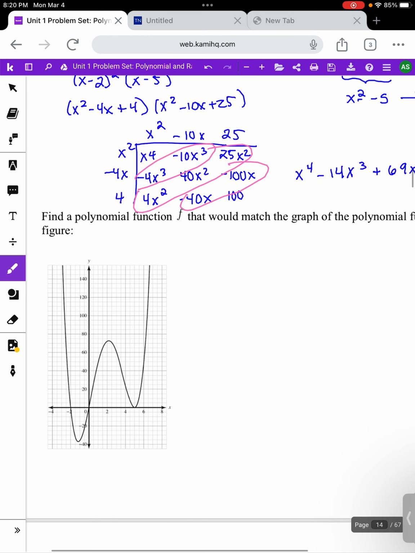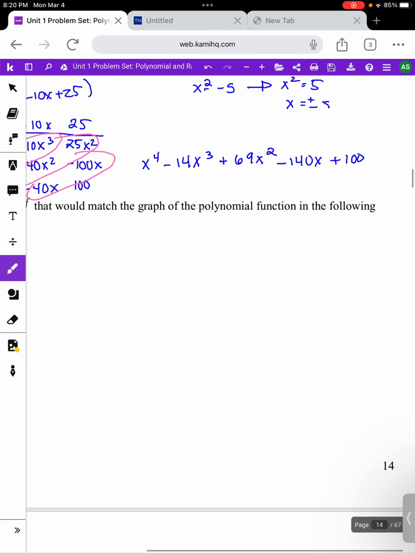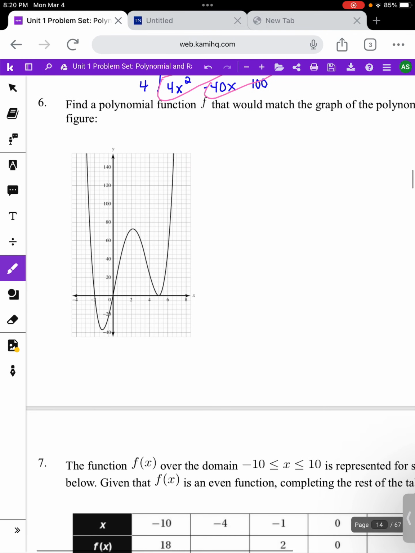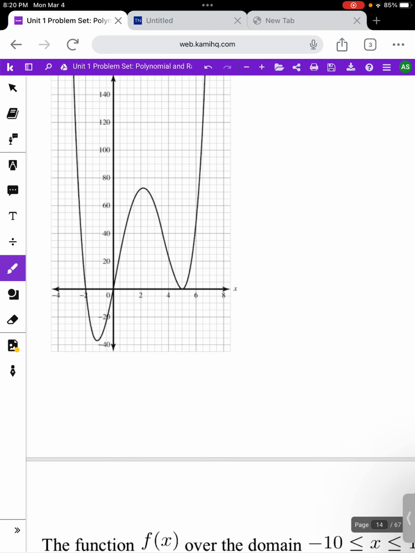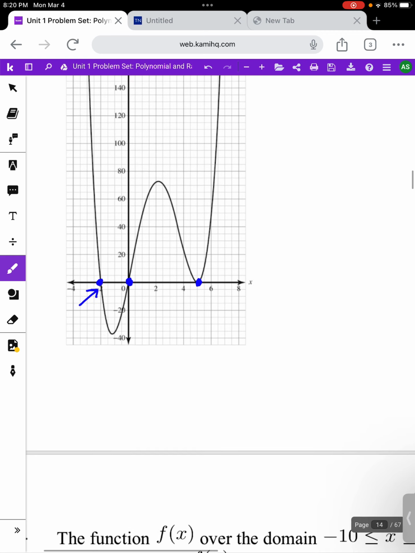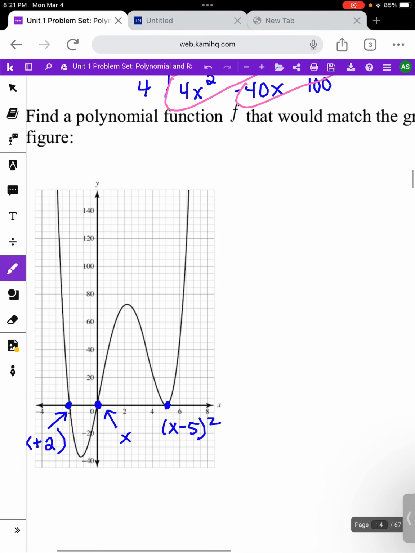Find a polynomial f that would match the graph of the polynomial function in the following figure. So really any function. What we want to look at is these zeros. So here we know our factor, if that's negative 2, our factor is going to be x plus 2. Here that's just an x, right? X plus or minus 0, it doesn't matter which one you use. And this dude is a bounce. So that means it's going to have 5 twice. So it's going to be x minus 5, but there's going to be 2 of them. At least 2. It could be 3, but at least 2.